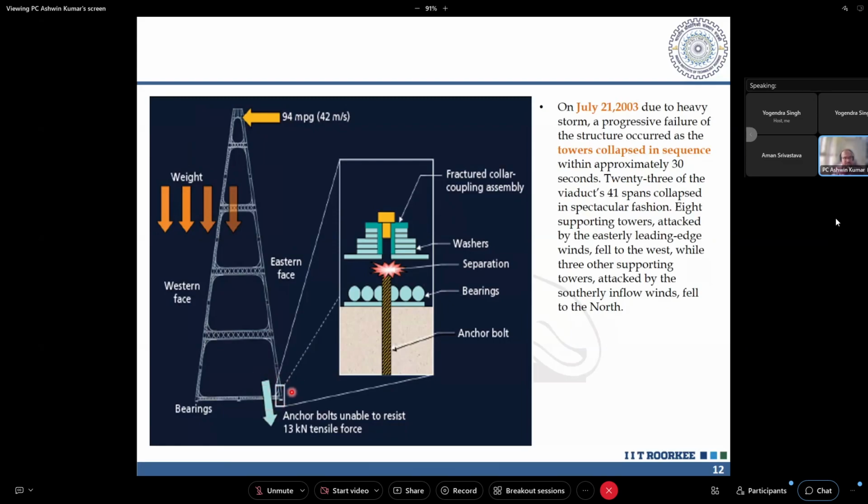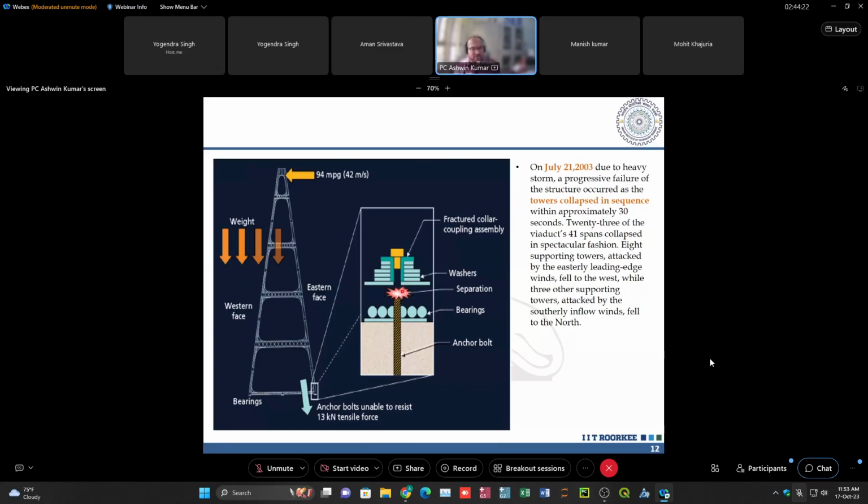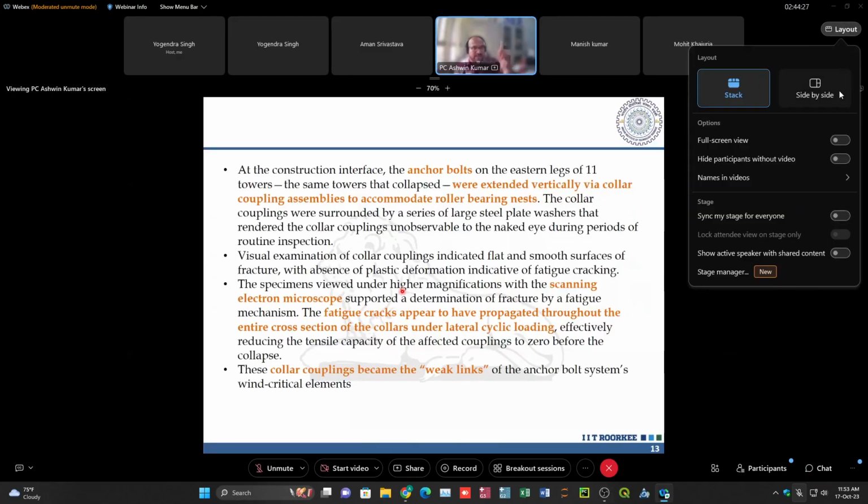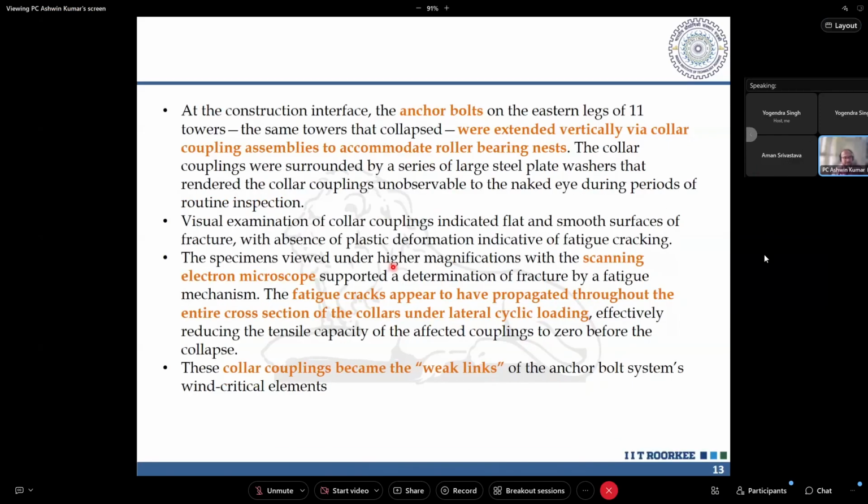So in the new bridge in 2003, under wind forces, not even earthquake force, due to the fluctuation of stresses, the anchor bolt between the washer and the bolt area between the bearing fractured due to the fatigue action of the wind forces. So it failed, and the total collapse of the bridge happened. You can read about it when we distribute this PPT, or you can Google this particular failure and you can see the same thing.